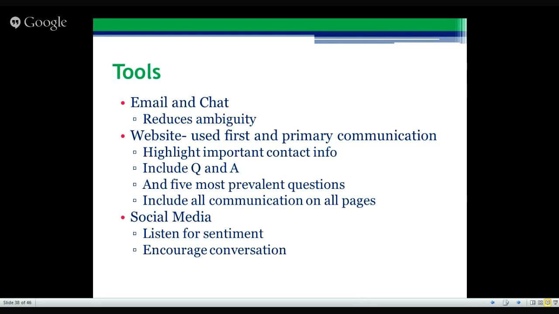Social media: listen to what people are saying on social media. They are giving you unsolicited advice all the time. Learn from it. Learn what the pain points of your customers are.